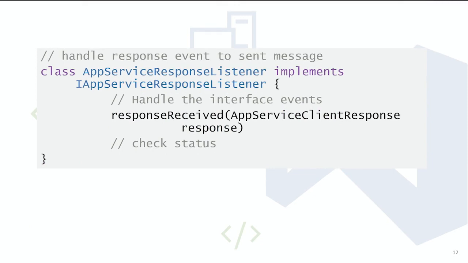In the App Service Response Listener implementation, you'll use the response received method to check that messages can be sent successfully, and once you've done that, you can now choose to send a new message or not.